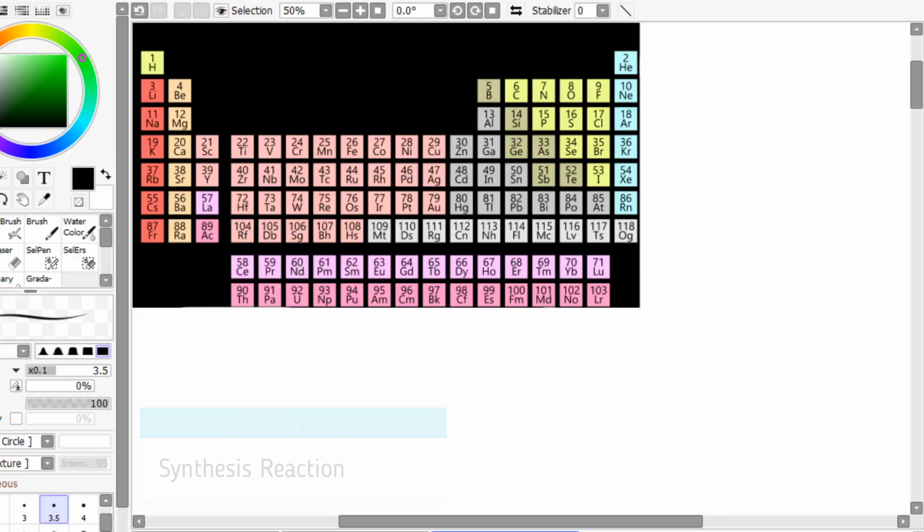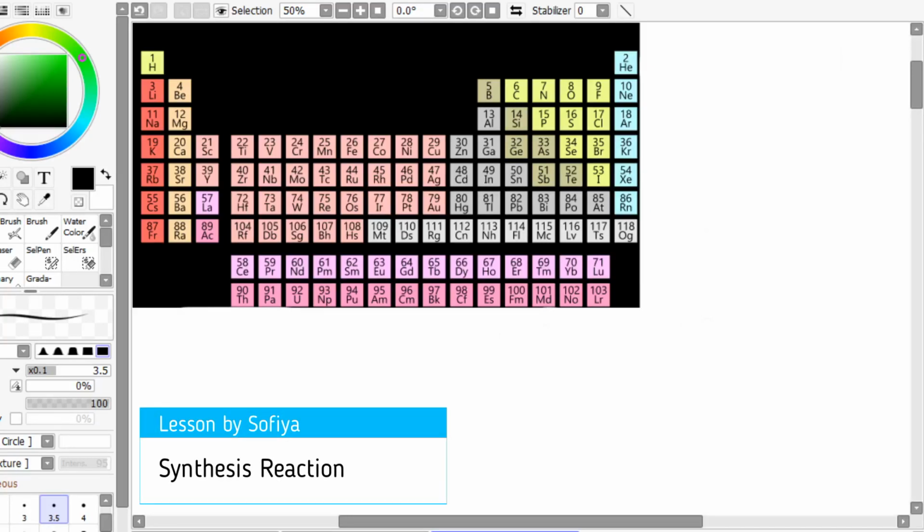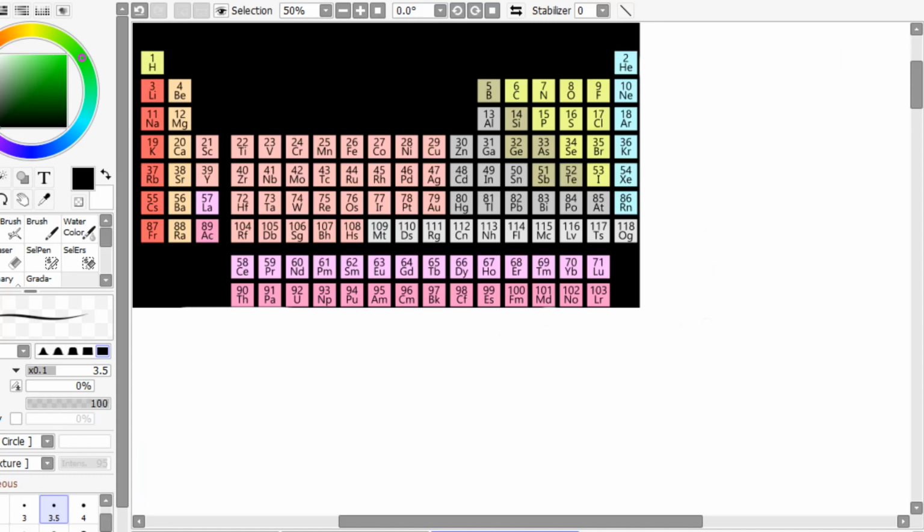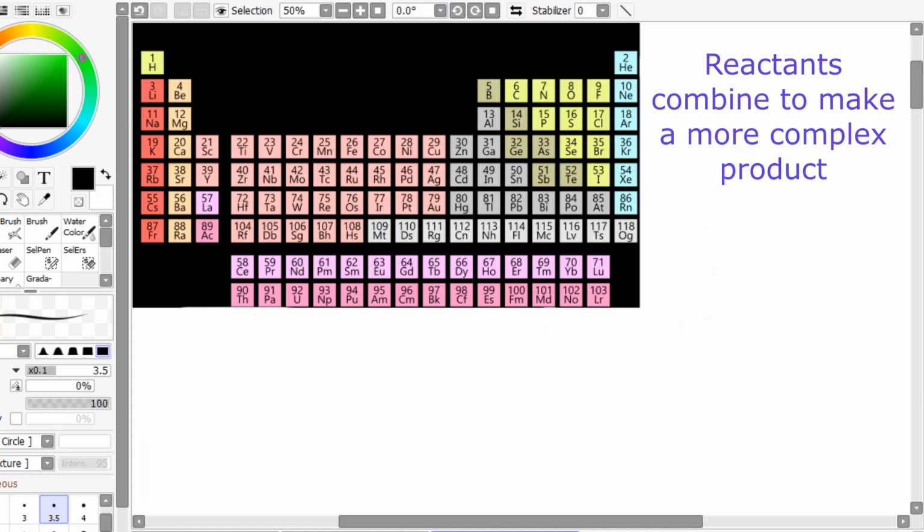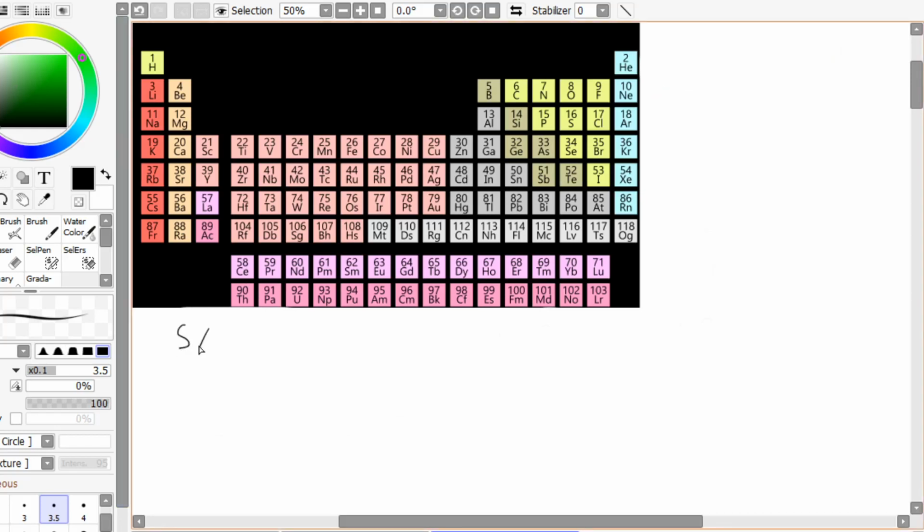Hey there, let's take a look at how a synthesis reaction works. A synthesis reaction is when reactants combine to make a more complex product. So I'm going to write that down. Synthesis reaction. The general equation for a synthesis reaction is A plus B yields AB, and usually it releases energy.